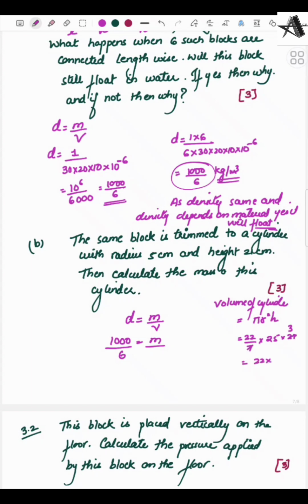That is 22 into 75. I'm not simplifying it as of now. I'm just directly putting it here. 22 into 75. From here, I can say mass is equal to 1000 into 22 into 75 over 6, which is, and definitely because it's in centimeters, I need to convert into meter cube, 10 to the power of minus 6. Final answer is 0.275 kg. This is the mass of the block, which is in the shape of the cylinder.